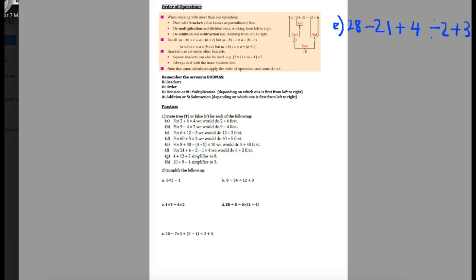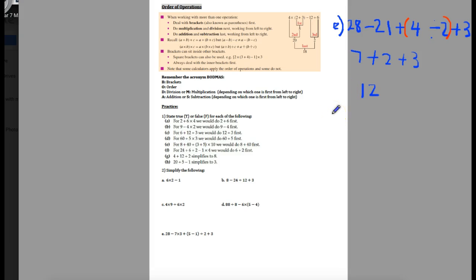Now, I'm just going to change colour here because we still have a division in this expression. So remember, we give a big hug to anything that is divided or multiplied. Okay, so we need to keep that separate. All right, now I can do 28 minus 21, which is 7, plus 4 divided by 2, which is 2, and then plus 3. So your final answer is 12.